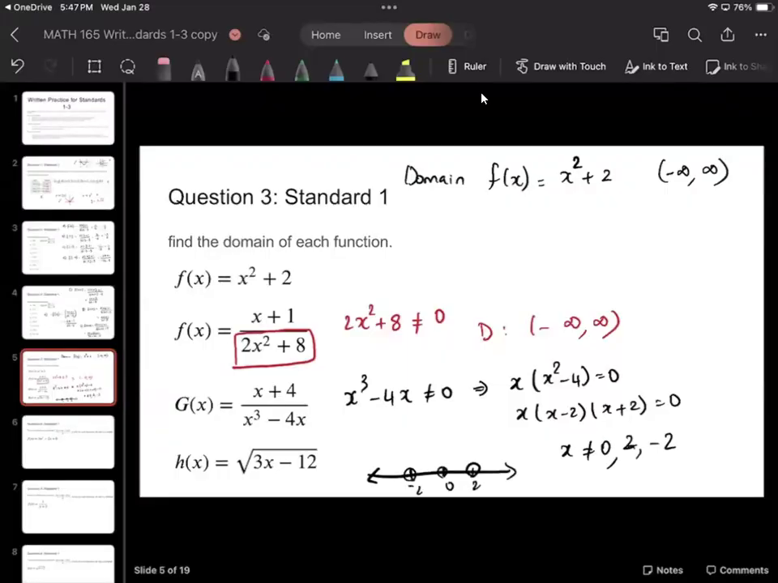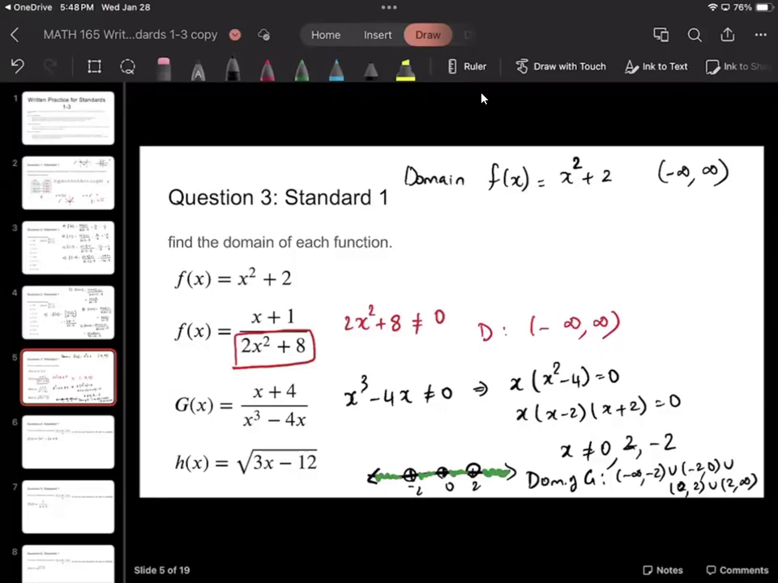So what is the domain of g then? The domain of g will be negative infinity to negative 2, union negative 2 to 0, union 0 to 2, union 2 to infinity. So basically you have to write each of the 4 intervals: this is your interval 1, interval 2, interval 3, interval 4.